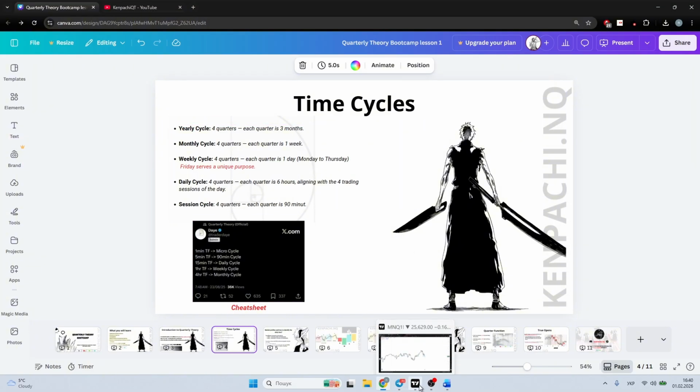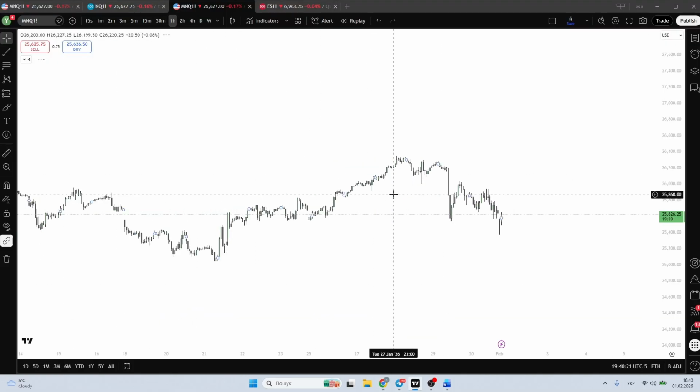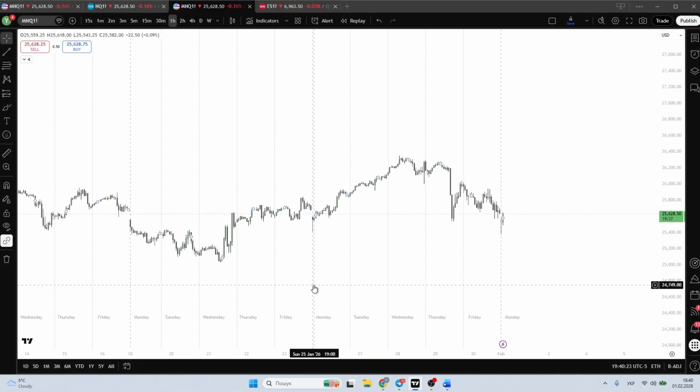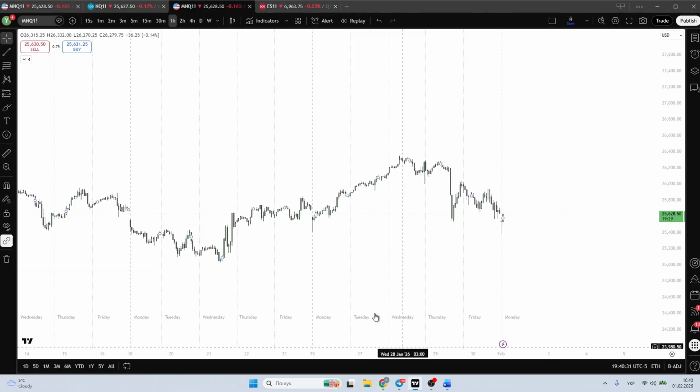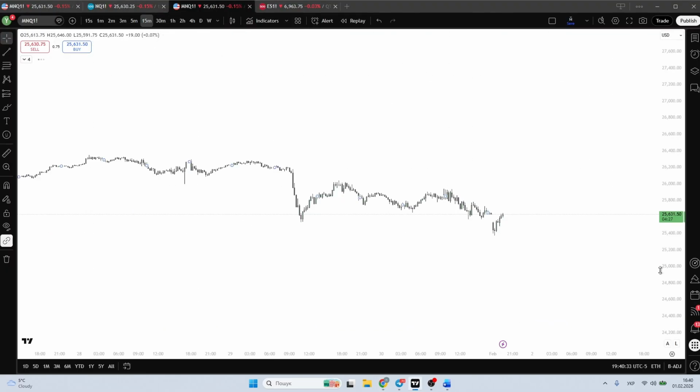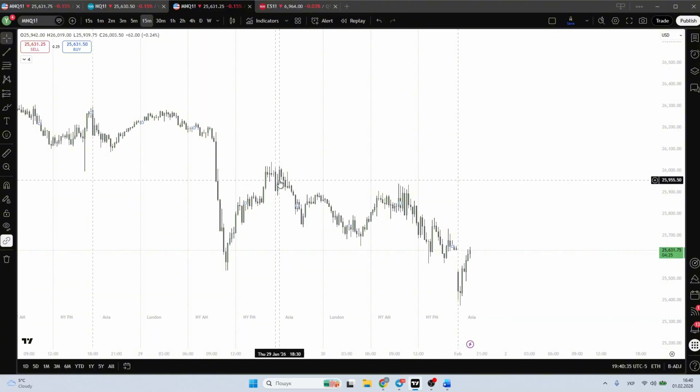Each quarter is 1 day of the week. So weekly cycle. So we can see Monday Q1, Tuesday Q2, Wednesday Q3, Thursday Q4. And let's see the daily cycle. Let's check it out. 15 minutes time frame for a session. Every single one 6 hours long. Asia session, London session, New York AM, New York PM, Q1, Q2, Q3, Q4.